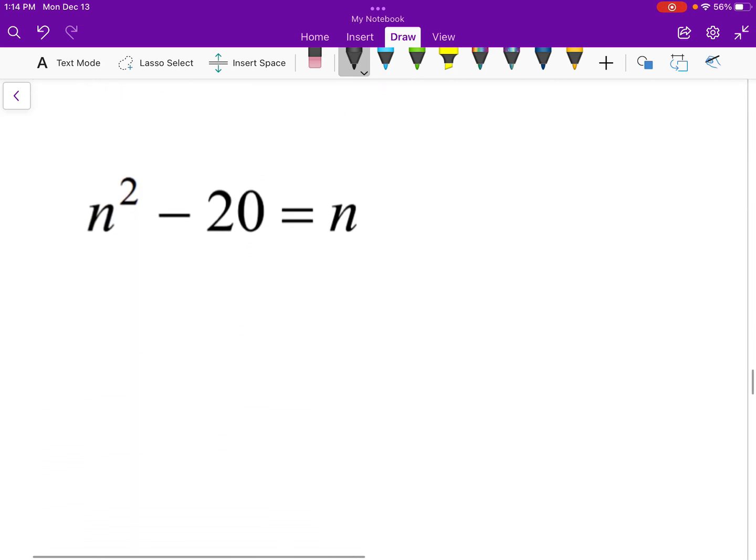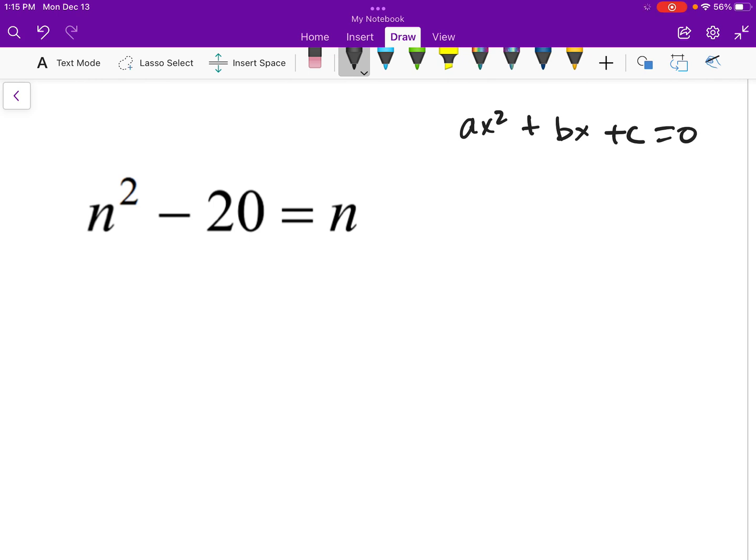Now let's try this one right here. So I've got n squared minus 20 equals n. So I want it in that standard form. I want my equation to look like this, where the squared term comes first, then the x term, bx. Let me just fix that, sorry. The x term comes next, then the constant, then equals 0. I want it to look like that.